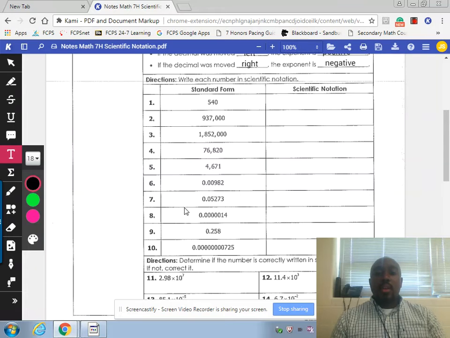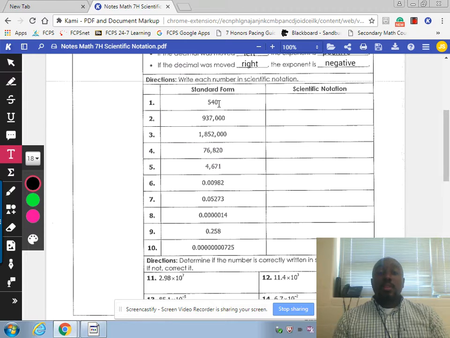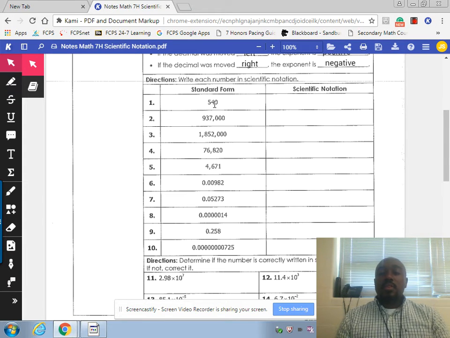Right now we have the standard form of 540. 540 is written in standard form, but we're going to convert it and write it in scientific notation. If this were money, $540, the decimal would be right here. We need to move our decimal to the left in order to make this 540 a number between 1 and 10. Let's see how many times we need to move it. If we move it once, it will be 54, and clearly 54 is not a number between 1 and 10.